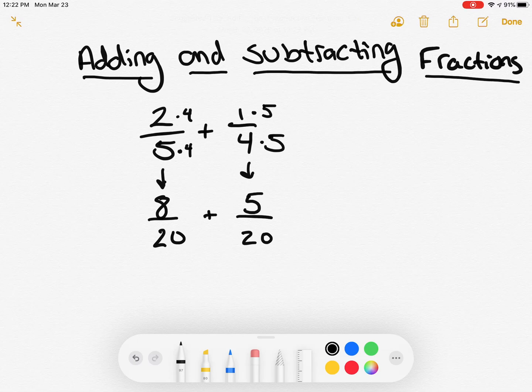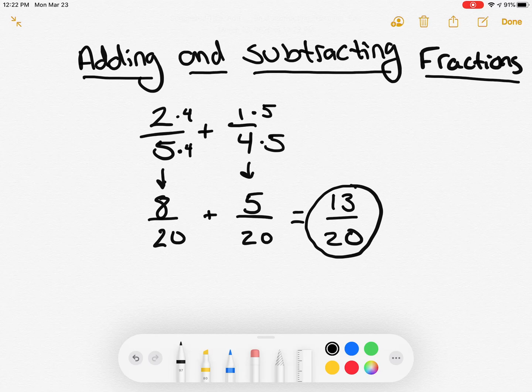So now I'm just adding 8/20 plus 5/20. And that is going to be equal to 8 plus 5, which is 13. And then the 20, since that's our common denominator, when we're adding or subtracting, the denominator stays that number. So our answer is 13/20.